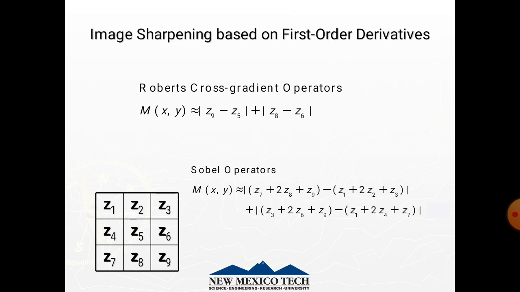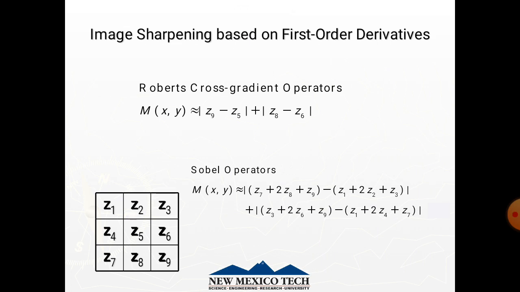The difference between the third and first rows of the 3 cross 3 image region implemented by the mask approximates the partial derivative in the x direction, and the difference between the third and the first column in the other mask approximates the derivative in the y direction. After computing the partial derivatives with the masks, we obtain the magnitude of the gradient as before.